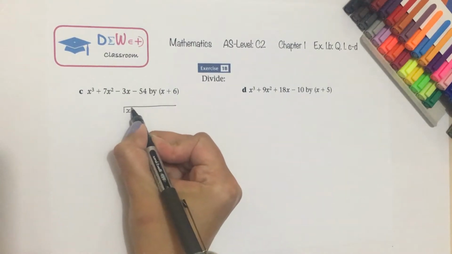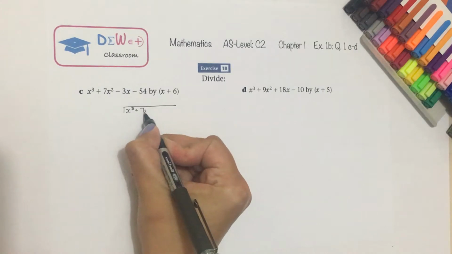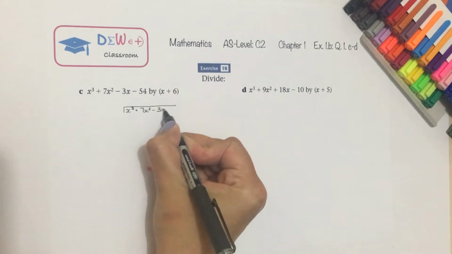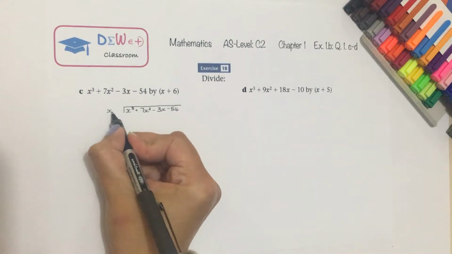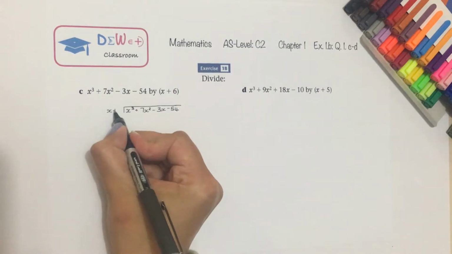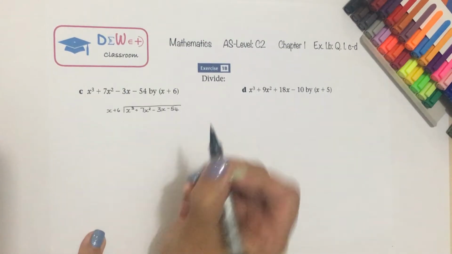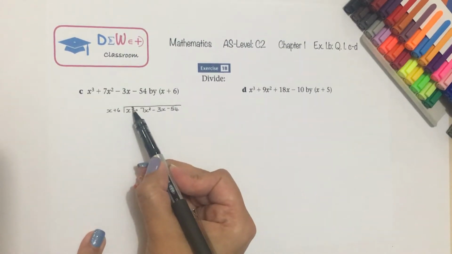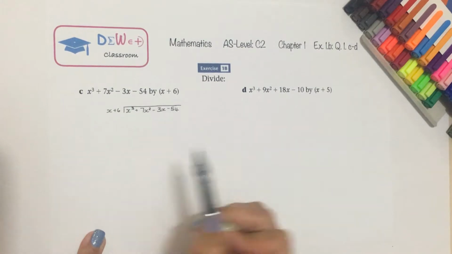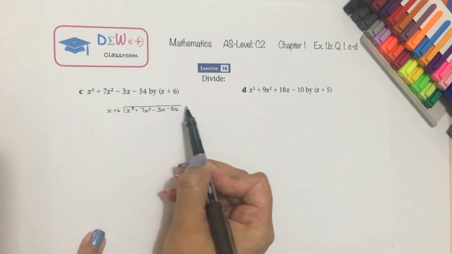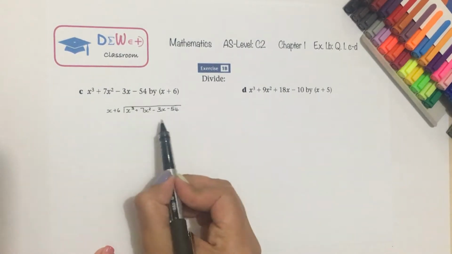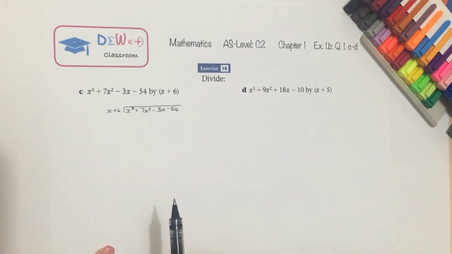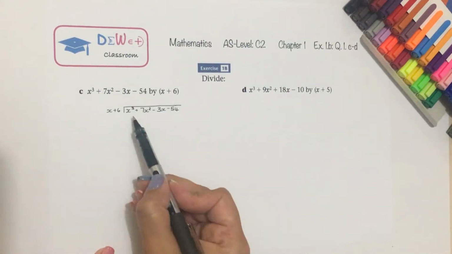So we are going to say x cubed plus 7x squared minus 3x minus 54, and that needs to be divided by x plus 6. It is really important to always remember that your indices inside there need to be 3, 2, 1, 0. If it's not all there, then you need to add a plus 0x to whatever power you are missing. But in this case, everything is there, so we can just start dividing right away.